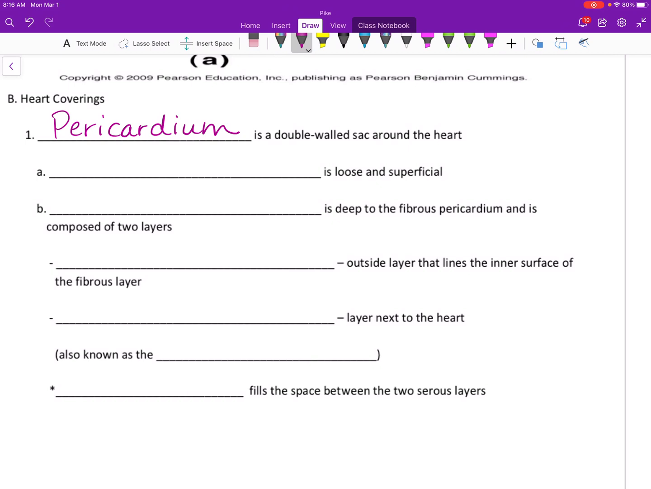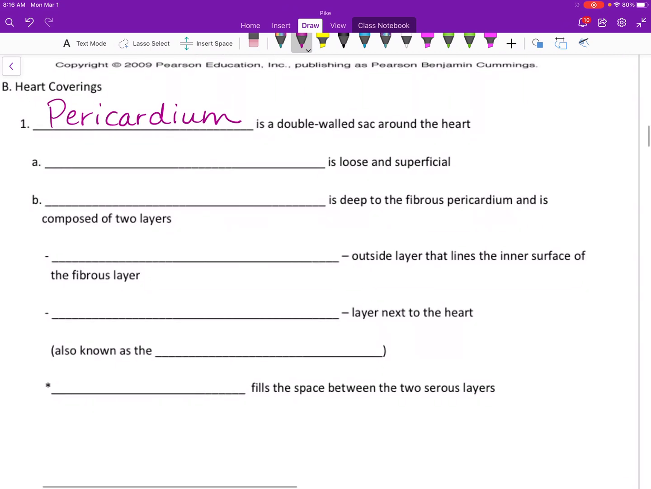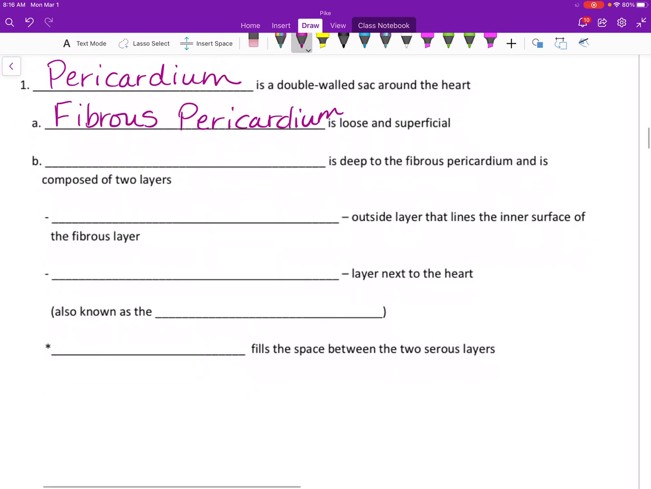And the pericardium is a double-walled sac around the heart. The first one that you come to is going to be called the fibrous pericardium. It's made of dense fibrous connective tissue. It's loose and superficial, and it's kind of like thin, fragile tissue paper. Then what's deep to that is the serous pericardium. We looked at all of these in Unit 2.